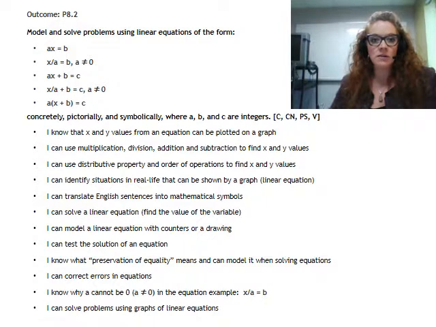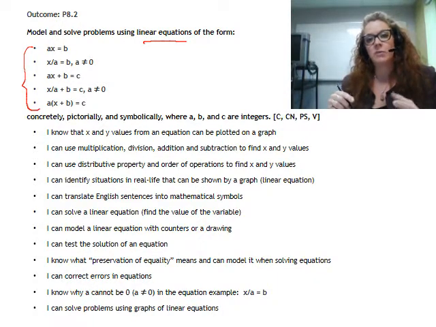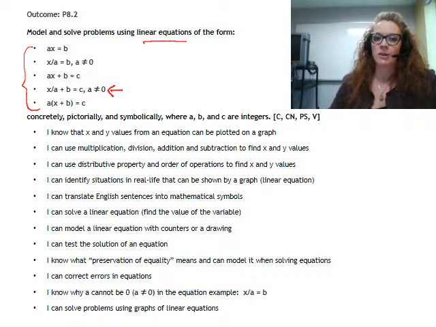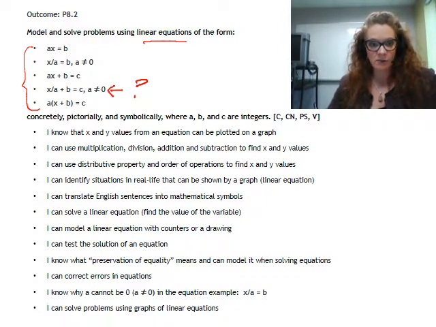P8.2, solving linear equations. And they give us some samples of how the linear equation is going to look. You don't need to know much about this part, it's just to know that there will only be one variable. You're not solving for both x and y. And in this case, they're saying when you divide, you can't divide by 0. A cannot be 0. So your denominator can never be 0 because then we know your calculator will say error, undefined. All right, moving on.